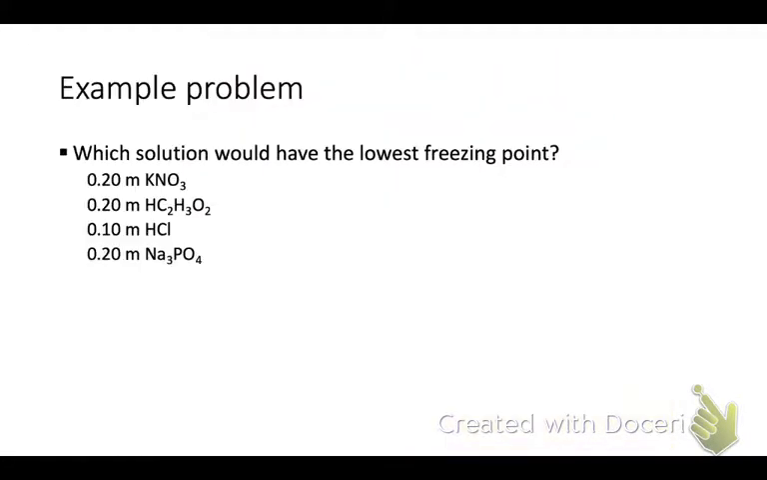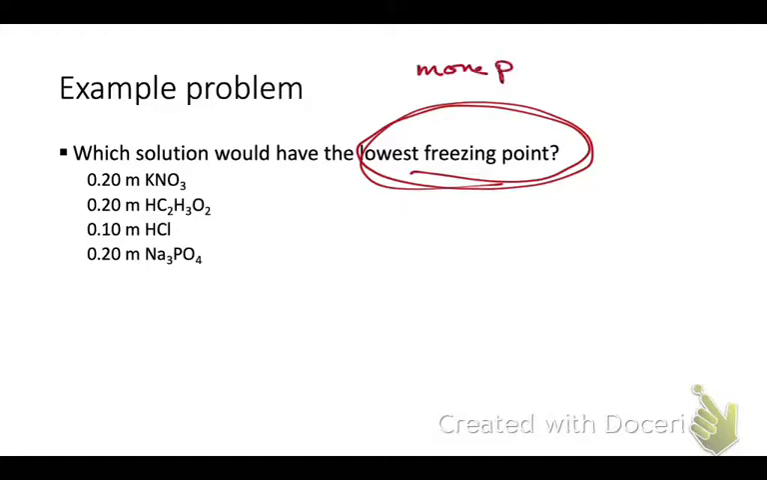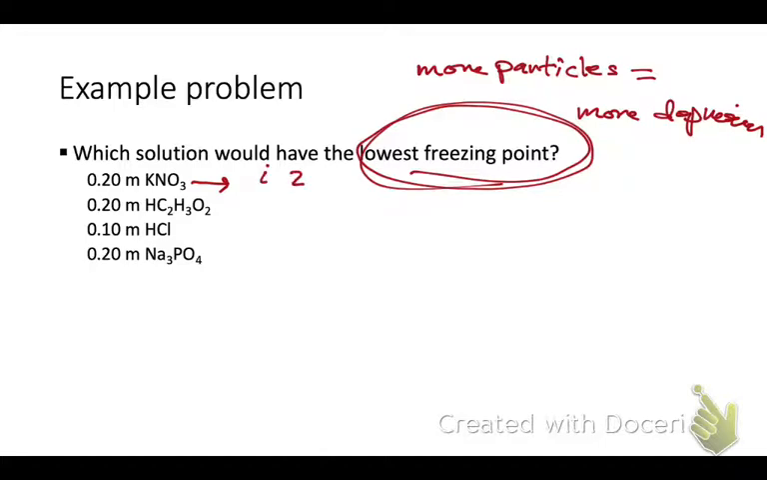Okay, so here is a problem in which we're going to apply this. Which solution would have the lowest freezing point? The first thing I remind myself is, what is the freezing point as a colligative property? It's called freezing point depression. More particles equal more depression. So the more particles, the lower the freezing point. Potassium nitrate is an electrolyte. It dissociates. It gives me i equal 2.